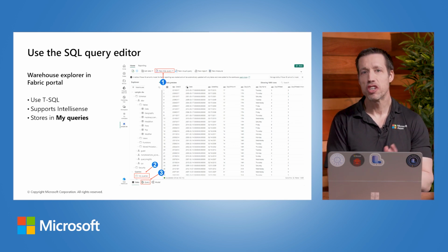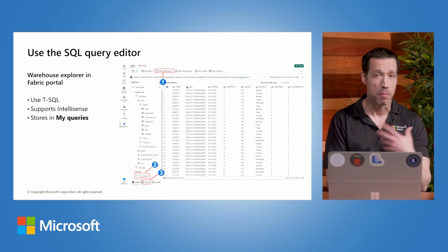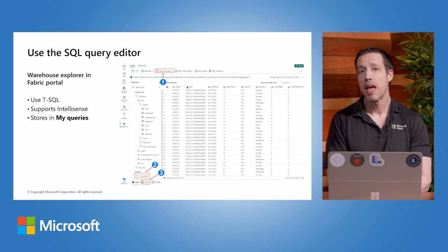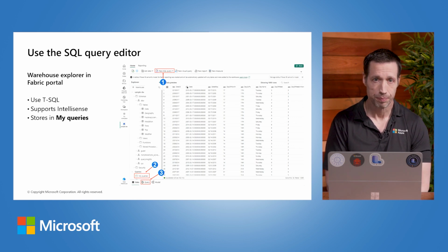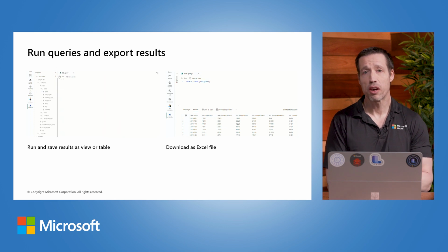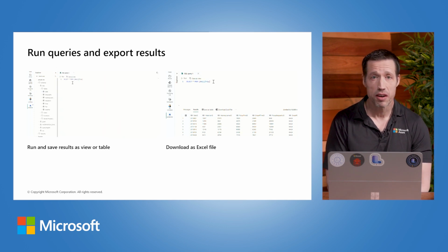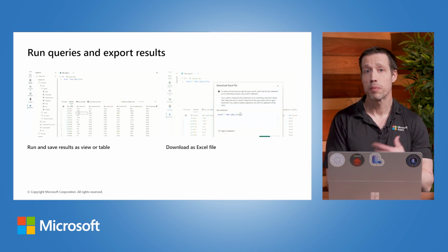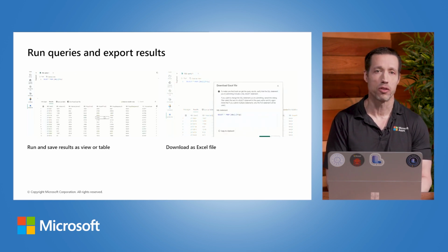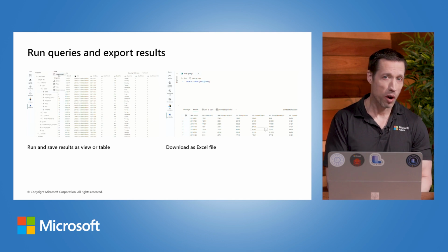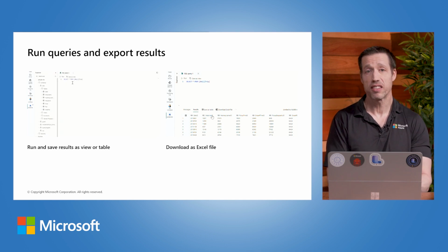No matter how you initiate a new query editor, a new query item is automatically created in the My Queries folder in the Explorer, and any new query item updated is automatically saved. To run a query, type it into the query editor and select Run at the top of the editor. The results section shows a preview with a maximum of 10,000 rows. Your query results can be exported as an Excel file.